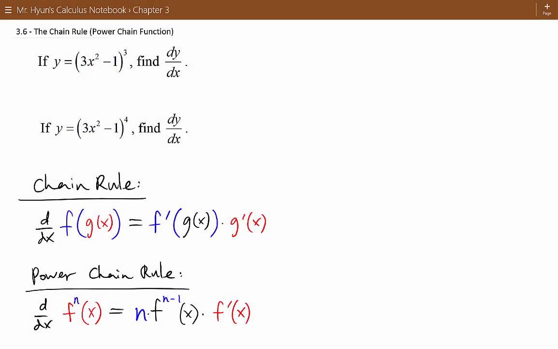All right, in these two problems, we're asked to take the derivative of the function quantity 3x squared minus 1, either raised to the third or fourth power. So since there's a function within another function, these problems would require the chain rule.